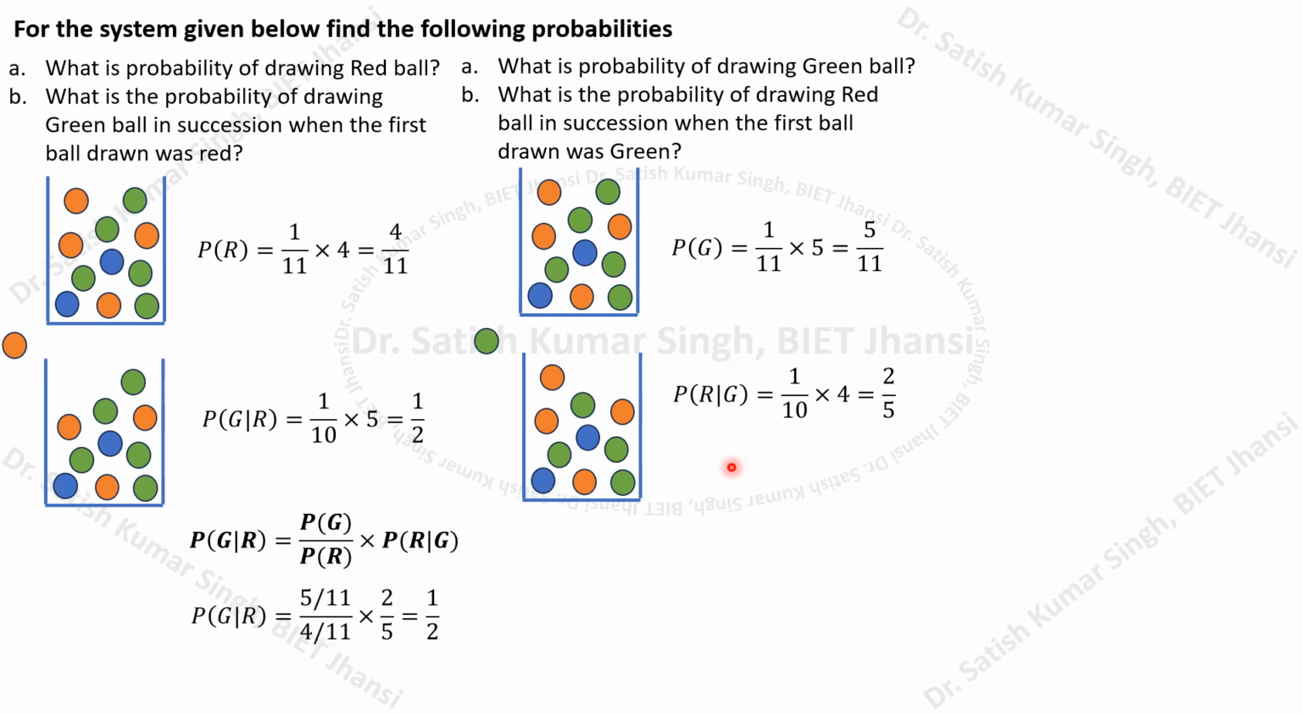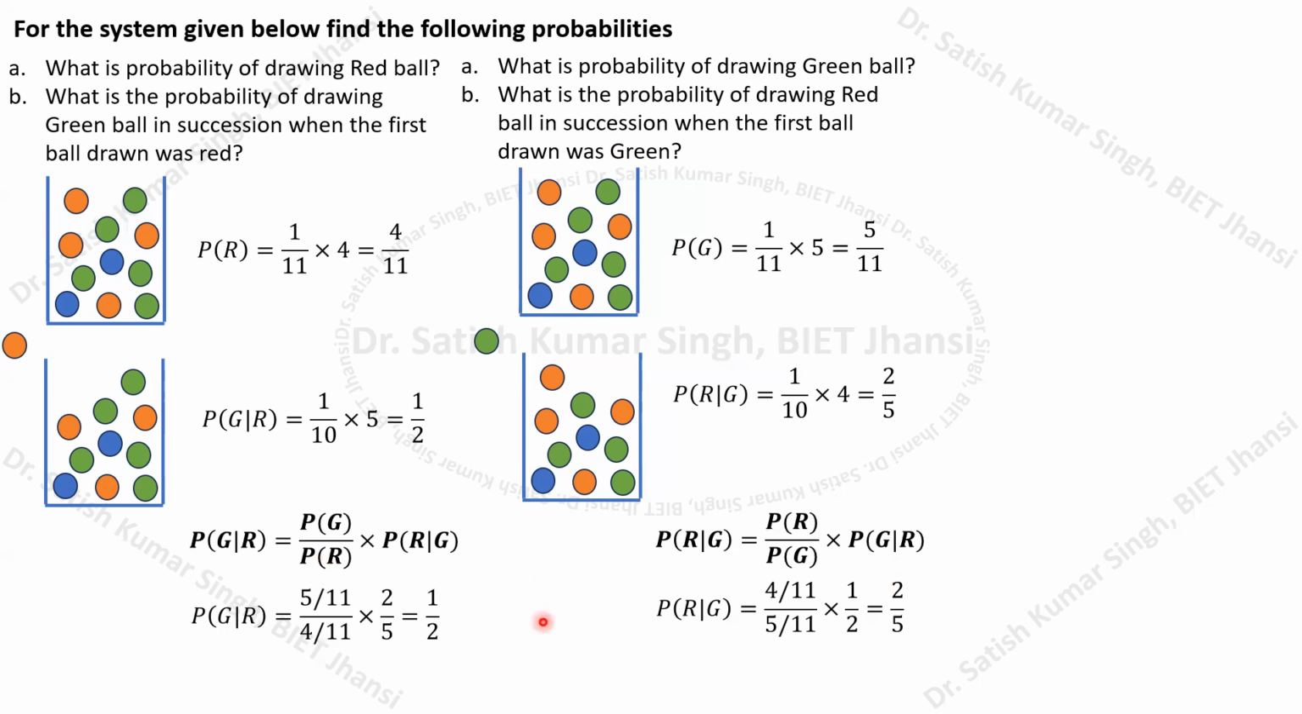Similarly, if you wish to calculate P R given G, then this probability will be PR divided by PG multiplied with P G given R. Earlier it was PG divided by PR multiplied with the reverse conditional probability P R given G. You can substitute the values of PR and PG, and P G given R is 1 by 2. If you substitute these values, again it is going to be 2 by 5.